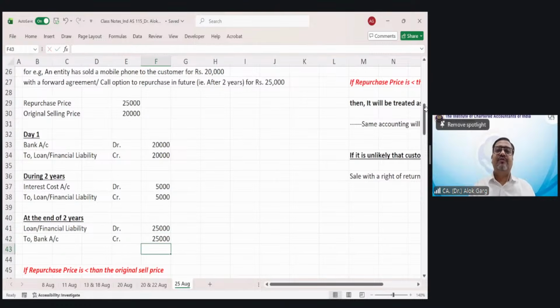Friends, have you understood or you haven't understood this question? Please tell me if you have understood or you haven't understood this question. Please tell me. Yes? Anyone who has any doubt?